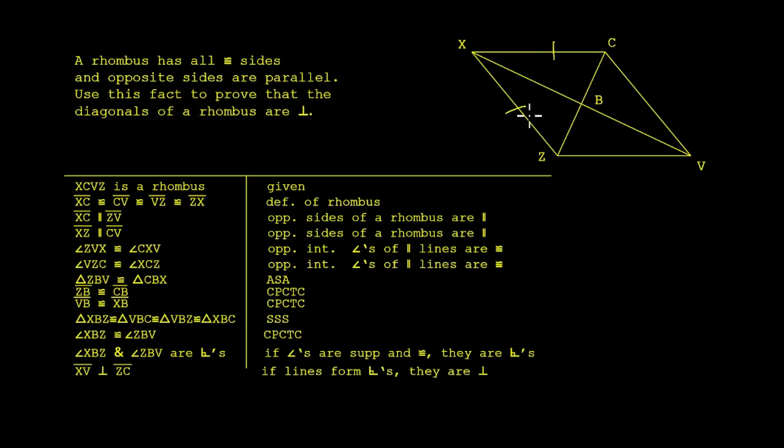So first, all sides of a rhombus are congruent and opposite sides of a rhombus are parallel on the diagram. We will be going through the proof here and marking it on the diagram. First, XCVZ is a rhombus given, all of these sides are congruent. We've already marked that. Opposite sides are parallel. We've marked that as well. Definition of a rhombus.